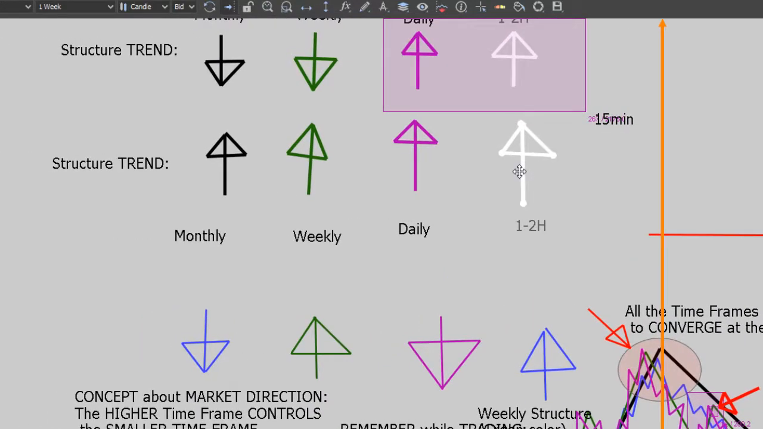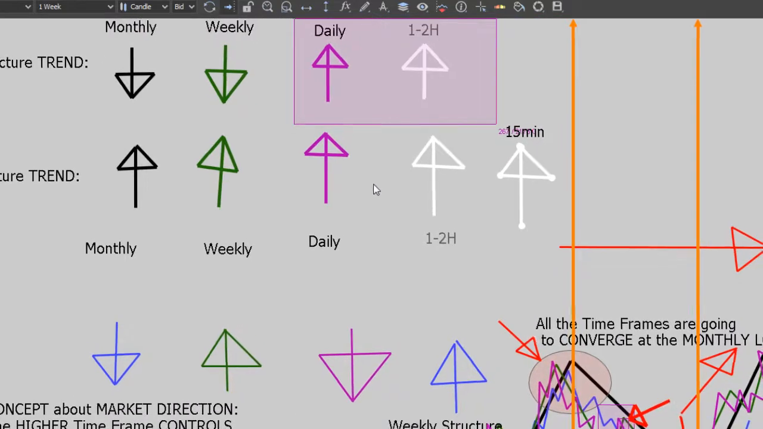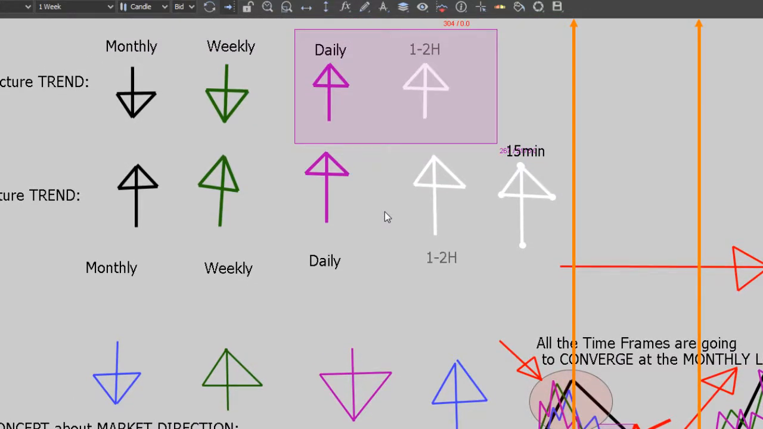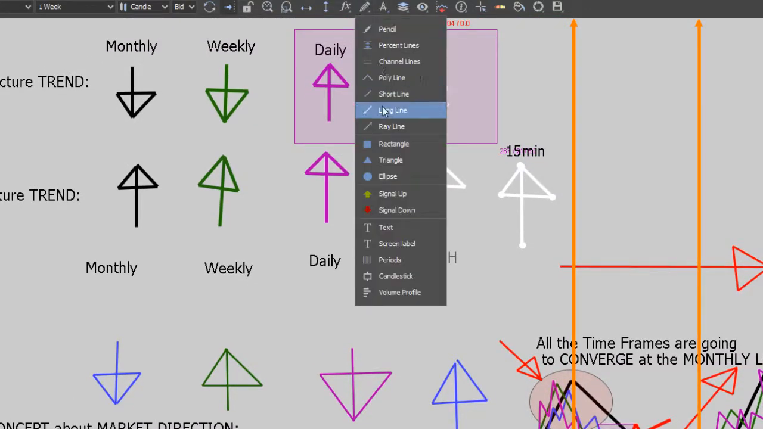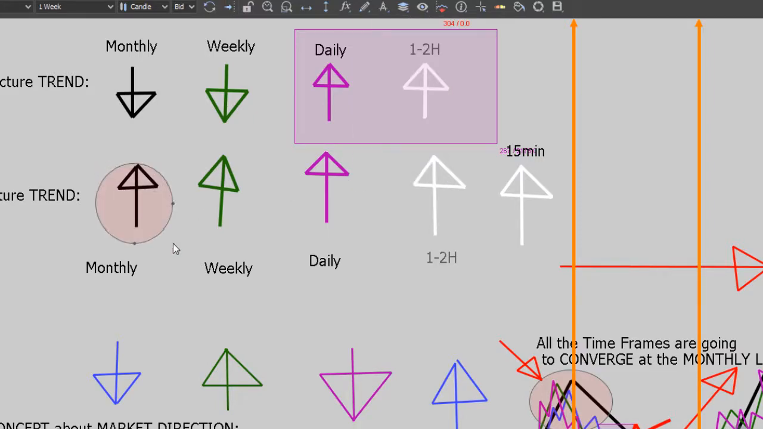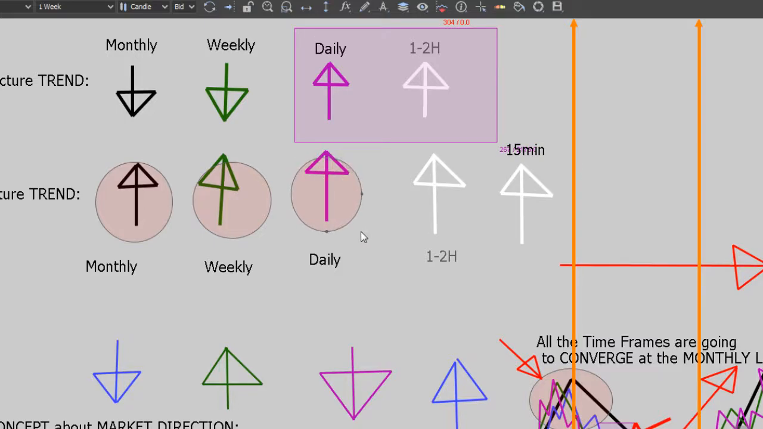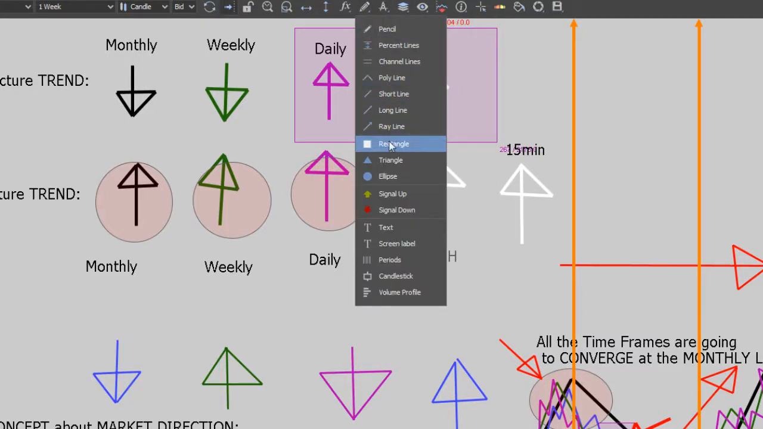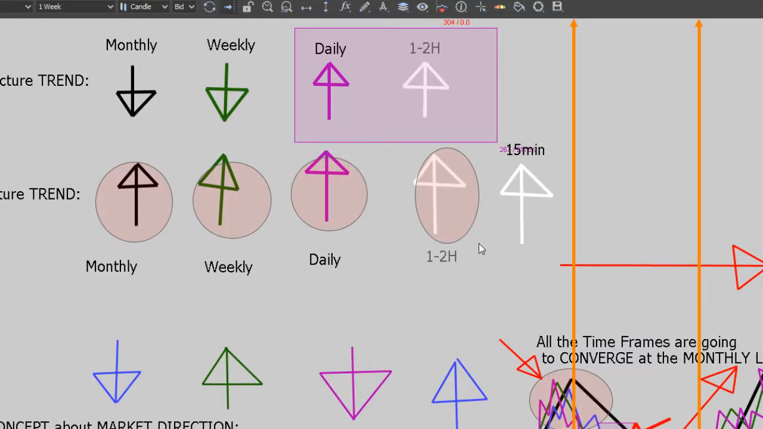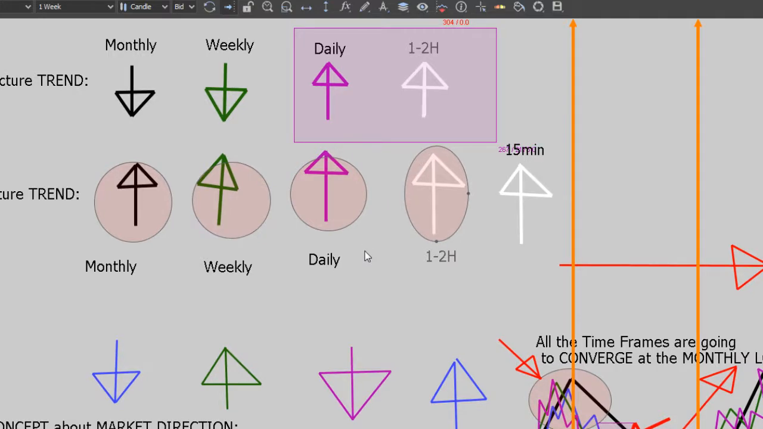The example. Sometimes, especially when comes the position trade, everybody, you have the monthly. This is why the position trades are so important. The monthly, the weekly, the daily, and when the time comes, the 1 and 2 hour are going to be positioned in the same way. NZD CAD is a good example.